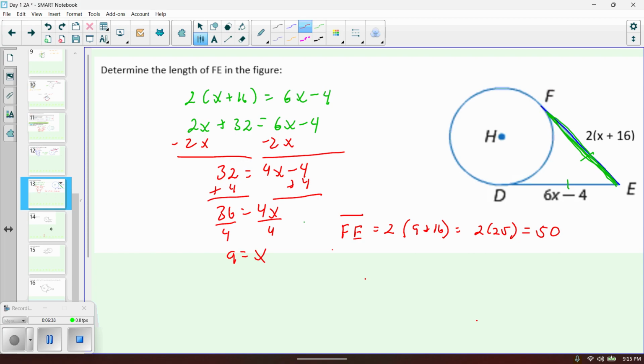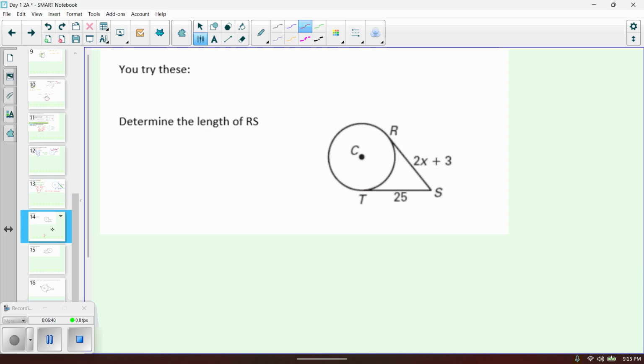Okay, a few more examples and we will be done. Determine the length of RS. So once again, they are looking for the length, not just the value of x. Here's the interesting thing about this one. We know that they have to be the same, so we can set up 2x plus 3 is equal to 25. Watch what happens.